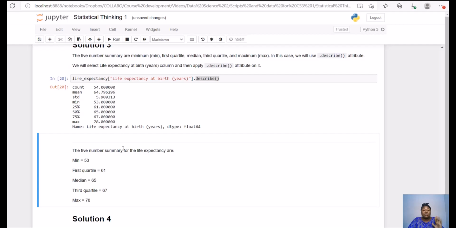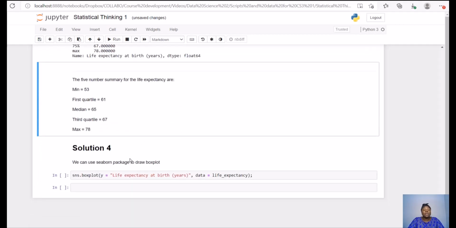But the five-number summaries are the minimum, so you can usually get the minimum from it. The minimum value is 53, while the first quartile is 61, that is the 25%. The median, which is the 50% in the middle, you have 50% here. Then the third quartile, which is 75%, you have it as 67. Then the maximum value, you have it as 78 for life expectancy at birth for many countries in Africa.